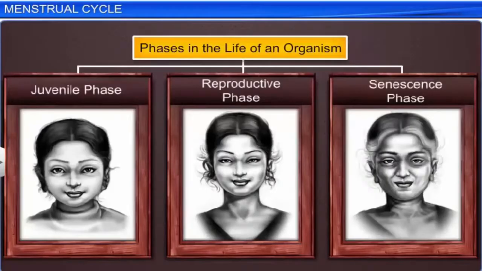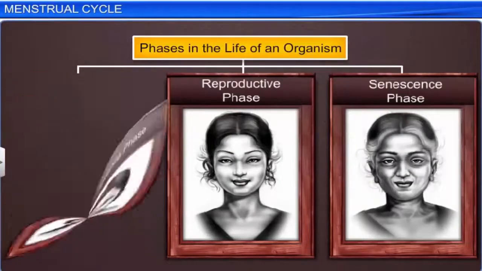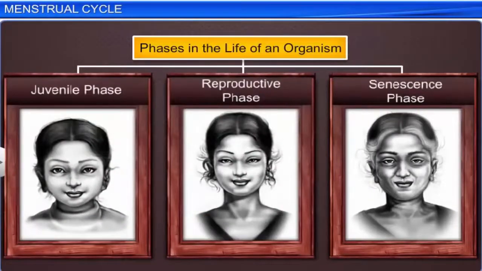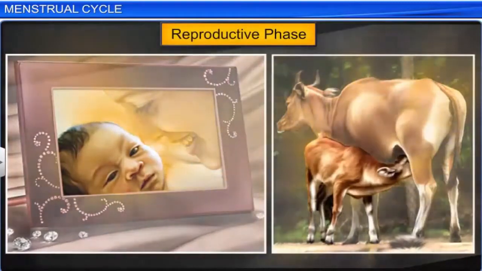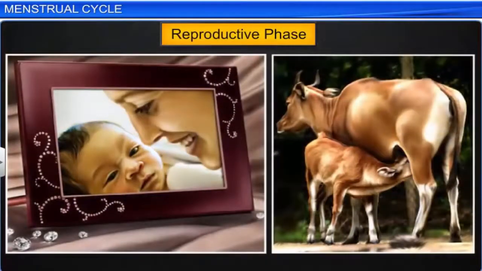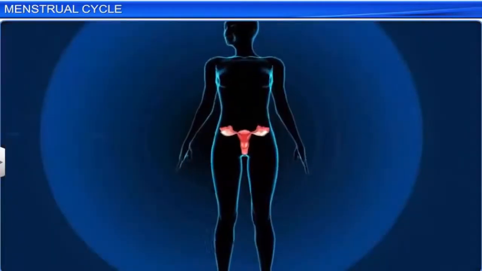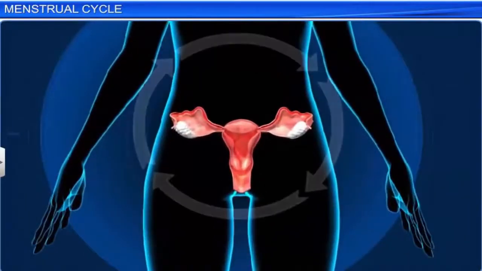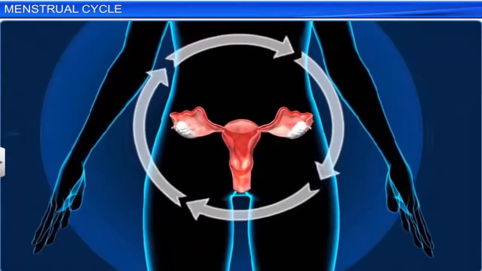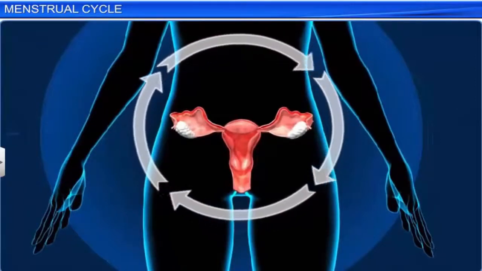There are 3 phases in the life of a living organism: juvenile, reproductive, and senescence. During the reproductive phase, organisms give birth to offspring. Interestingly, most organisms display certain morphological and physiological changes during the reproductive phase. Human females, for instance, experience the menstrual cycle, which is defined as cyclical changes in the genital system during the reproductive phase.